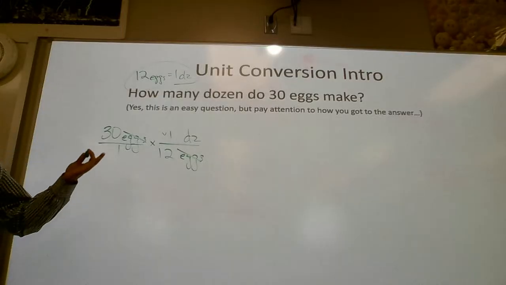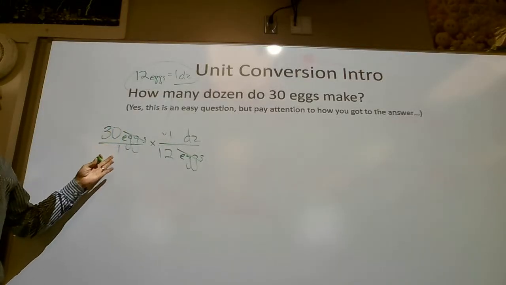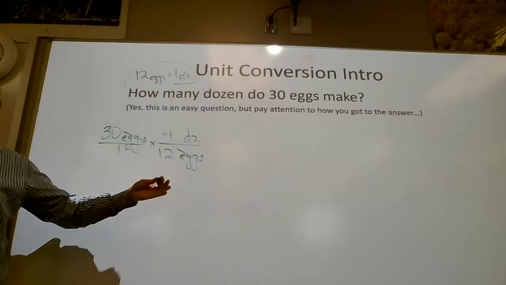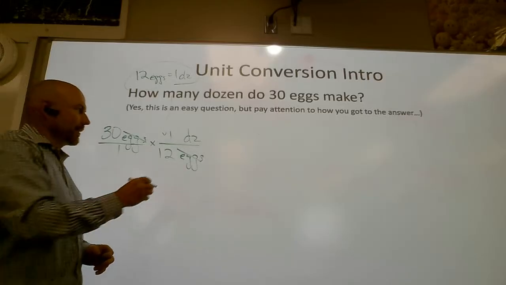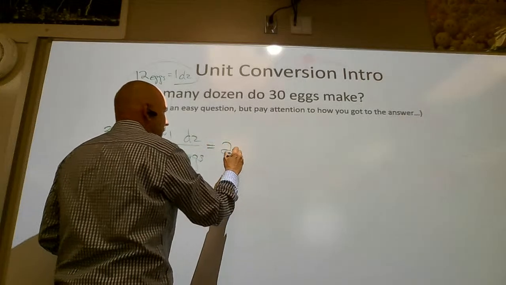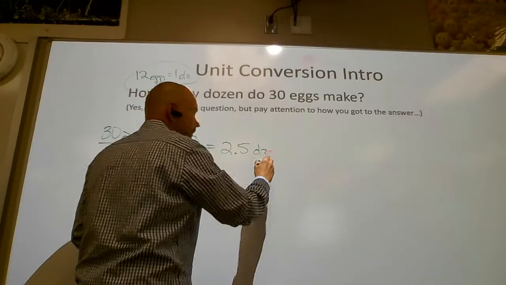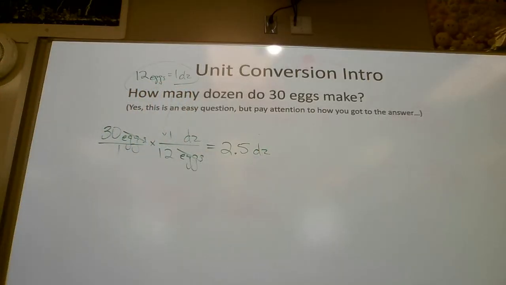I'm bringing this information down here. And so you're going to say 30 times 1 divided by 1 divided by 12. Forget the ones, they're kind of placeholders. 2.5 dozen. Okay, good with that? Okay.